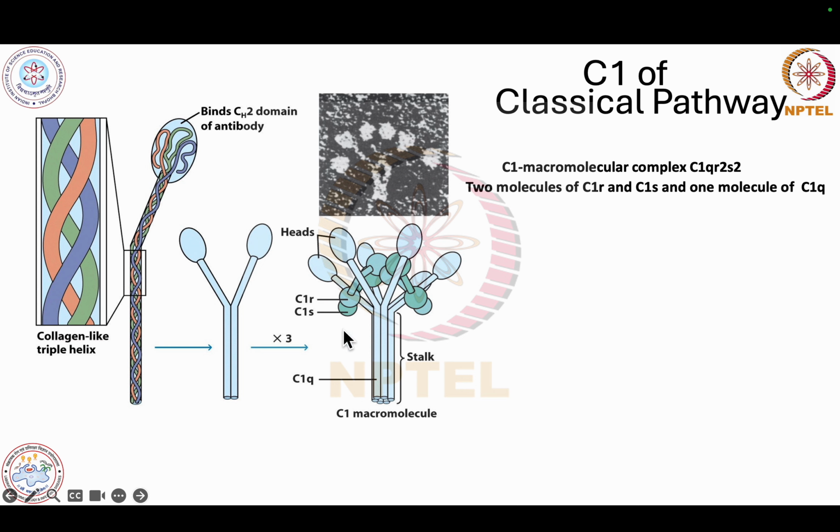This is the structure of the protein or macromolecular complex. They have a stalk region and a head region. So here C1r and C1s, these two molecules, and this is the C1q molecule. The whole macromolecule is called the C1 macromolecule.